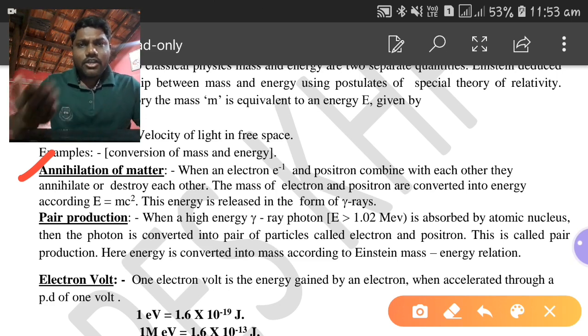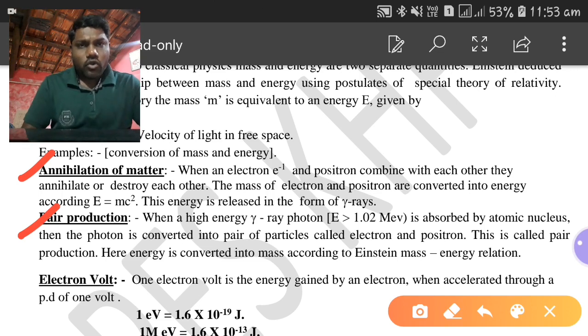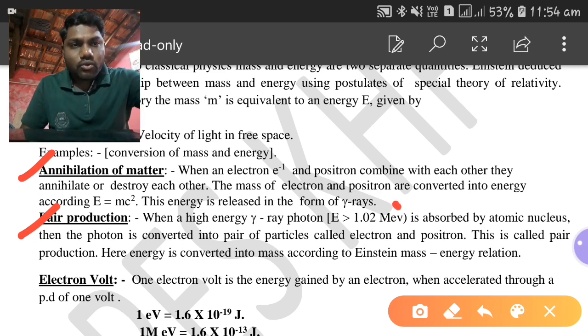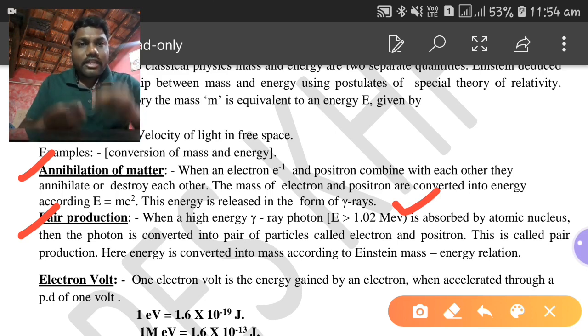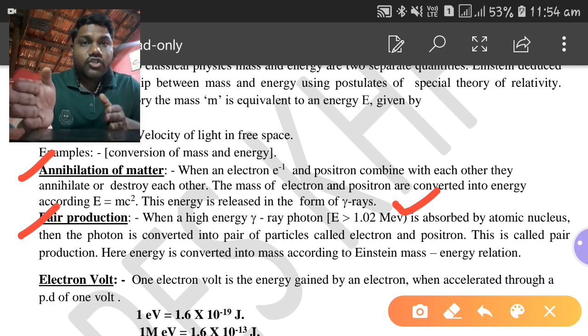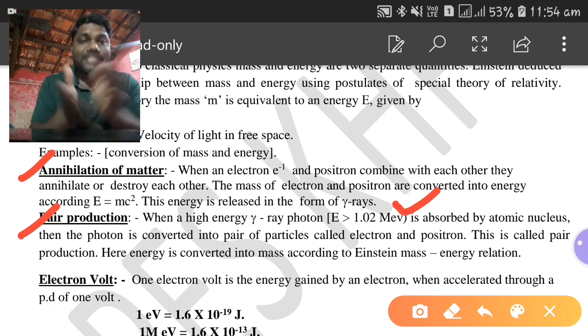Now, how is energy converted into mass? That is explained by pair production. When a high energy gamma ray photon, which is nothing but an energy packet, has energy greater than 1.02 mega electron volt, and such a photon is absorbed by the nucleus, then the photon is converted into a pair of electron and positron. This is called pair production.